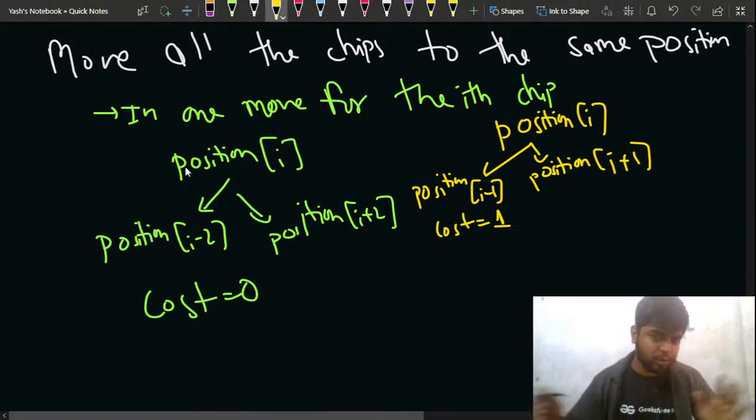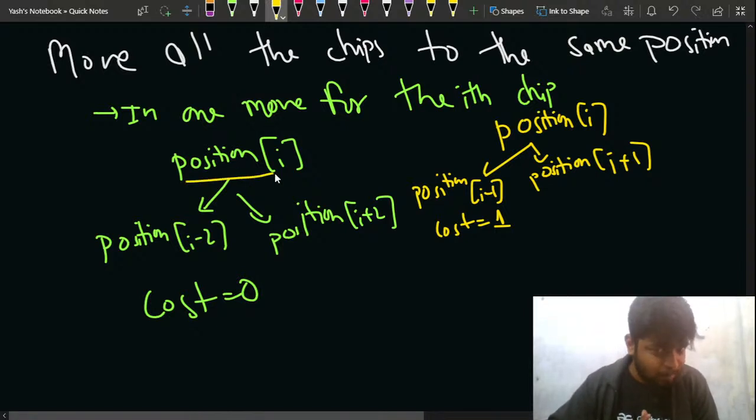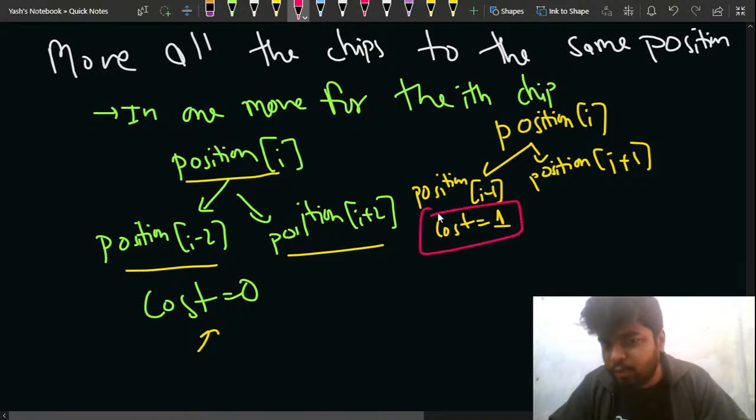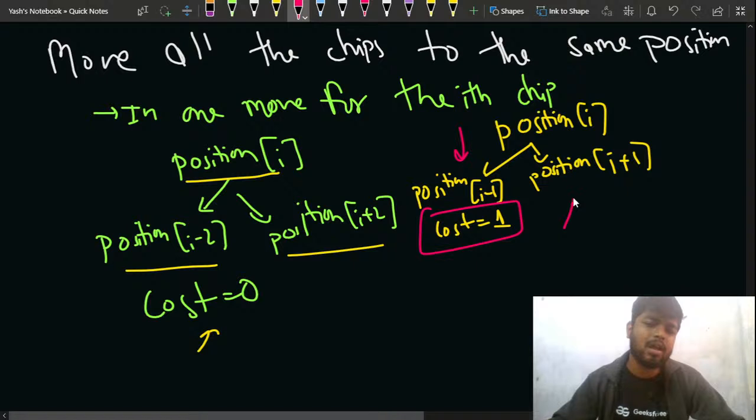You have to find the minimum number of moves to make all the chips stand at the same position. In the end, you want all the chips to be at the same position. In one move, if your ith chip is at position[i], you can change it to position[i] minus 2 or plus 2, and for that the cost will be 0. Or you can pay a cost of 1 and change its index to position[i] minus 1 or plus 1. This much part must be clear to everyone.